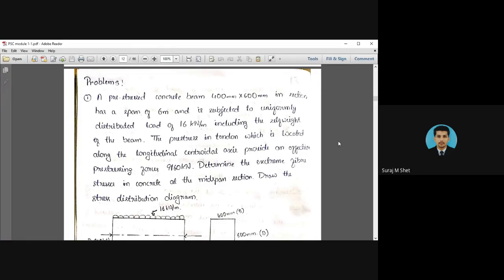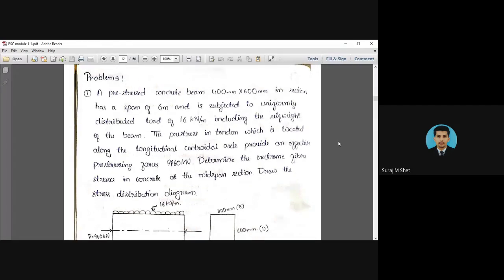A pre-stressed concrete beam 400 into 600 in section has a span of 6 meter and is subjected to a uniformly distributed load of 16 kilonewton per meter, including the self weight of the beam. The pre-stressing tendon, which is located along the longitudinal centroidal axis, provides an effective pre-stressing force of 960 kilonewton. Determine the extreme fiber stress in concrete at midspan section. Draw the stress distribution diagram.